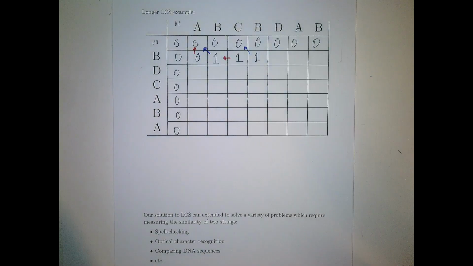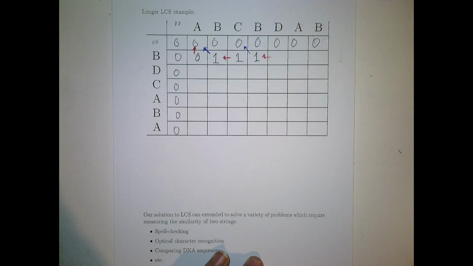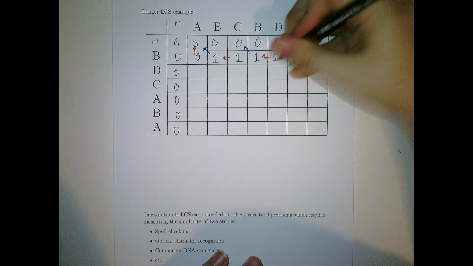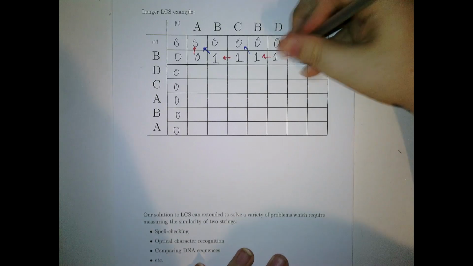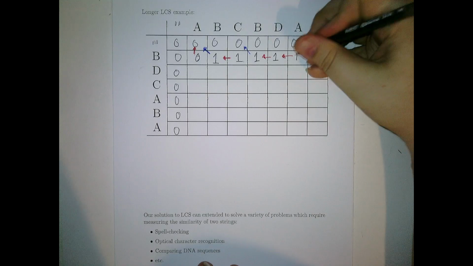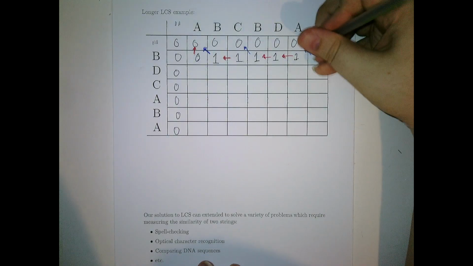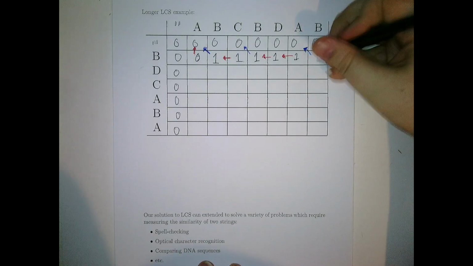B and D. These guys don't match, so we take the max. In this case, the max is again 1, so we'll take that guy. All right, so the max should indeed be 1 here. Then we have B versus A. Okay, well, that's still 1. Still 1. And then finally, B versus B. That's a match, so we'll go top left, add 1.